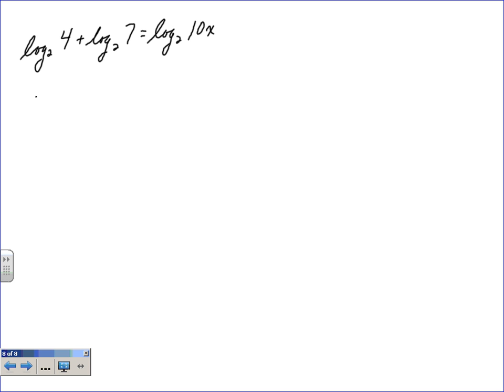Because I'm adding here, I can write it as a multiplication problem. Isn't that 4 times 7? Yeah? So 4 times 7 is 28 equals log base 2 of 10x. 28 equals 10x. Yeah? Okay. And that's a great question, because you may see something like that. So you want to combine it to where you're having one log on each side, and then combine what they're equal to.